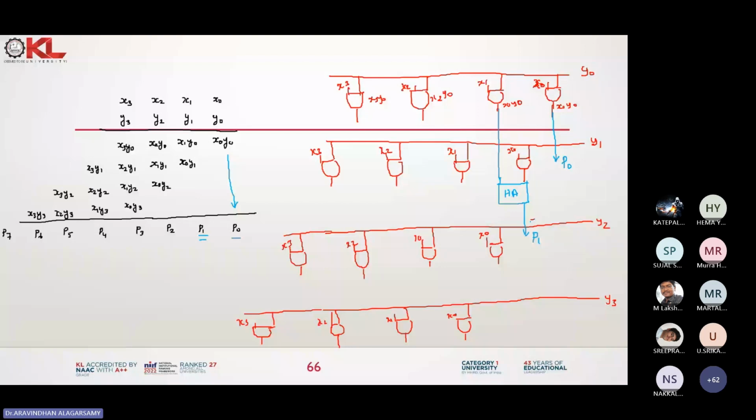So now, when I'm going to have a half adder, what will be available? The half adder of two inputs is added. Sum you got it, the sum is P1. There is a carry available along with the sum, yes or no? Okay, there is a carry available. That carry will go to the next stage, next input. Yes or no?